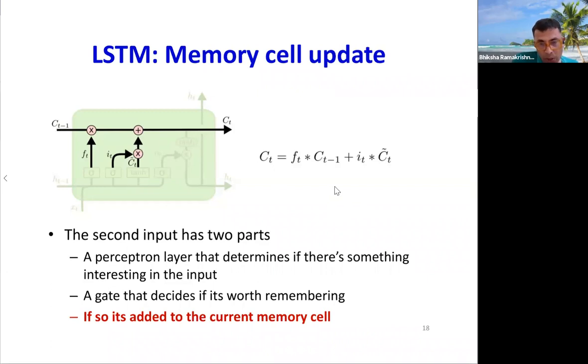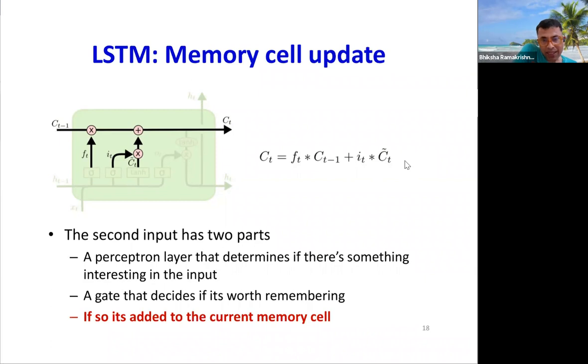So here is the CEC value over here. After these two operations have been performed, the updated memory in the constant error carousel is the forget gate value over here times the incoming memory, C t minus one, plus whatever pattern has been detected, C tilde t, by this input pattern detector, multiplied in turn by the input gate value. So the sum of these two terms is the output memory. Now, although it's stated in this complicated way, this is element-wise multiplication. So I is the gate, C tilde is the pattern detector.